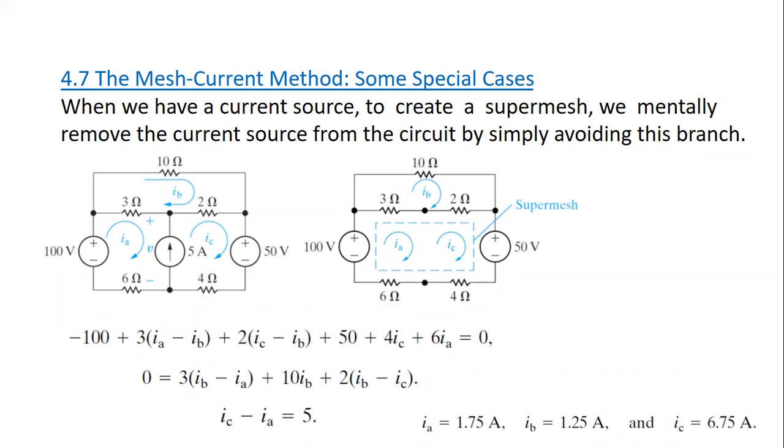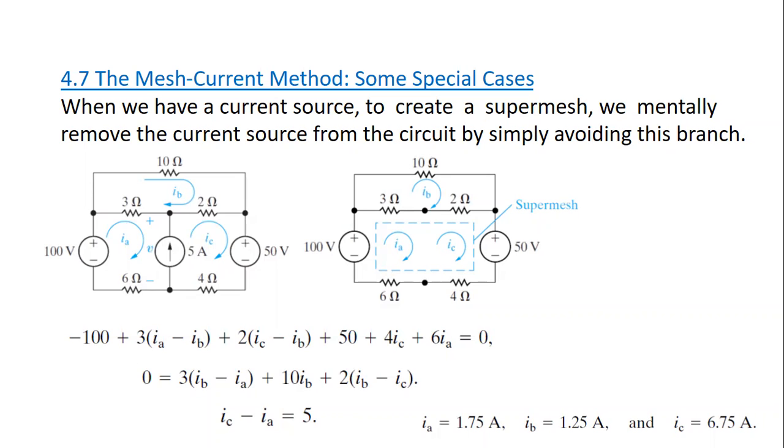To solve this problem, if you have a current source connecting essential nodes, you need to avoid it, bypass it, and form a supermesh. As you see, mesh A has this problem, and mesh C has this problem. So I need to make a supermesh that merges mesh A and mesh C.